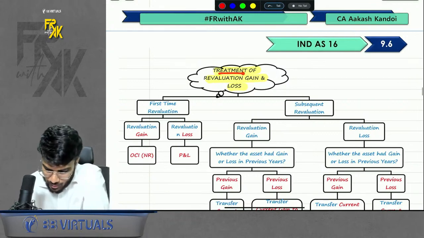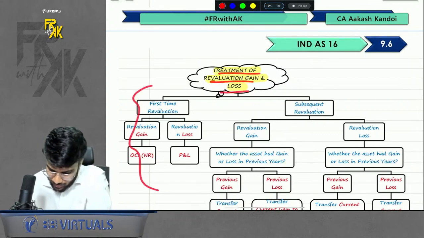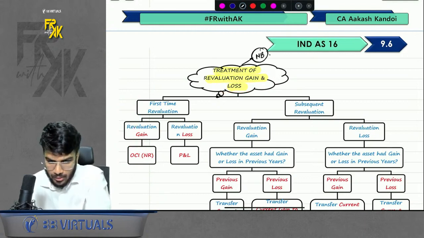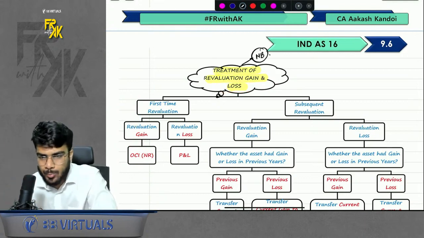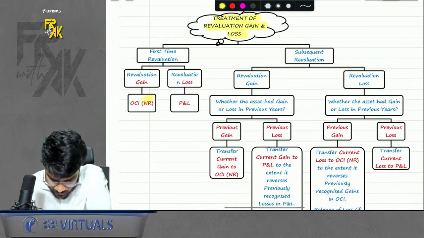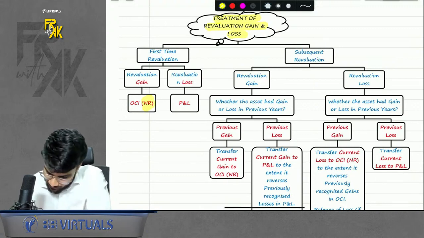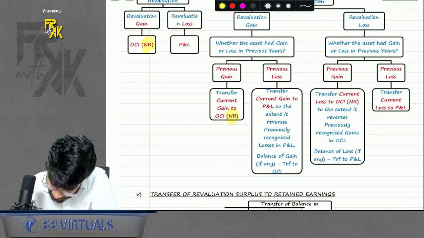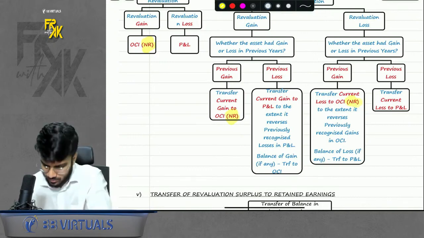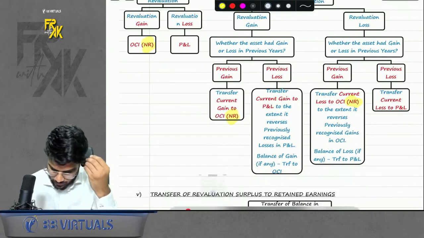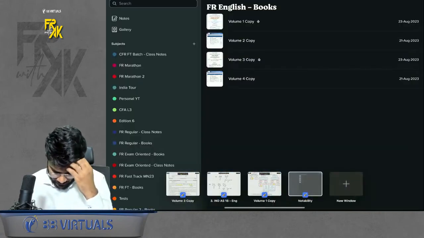Now we come towards this. When you see this treatment of revaluation gain and loss, you need not read this again because we have already discussed it in the notebook. But one important point to be seen here is that wherever they have written OCI, they have used the word NR. Sir, what is this R and NR? In case you remember yesterday, one sec, I'll show it to you.